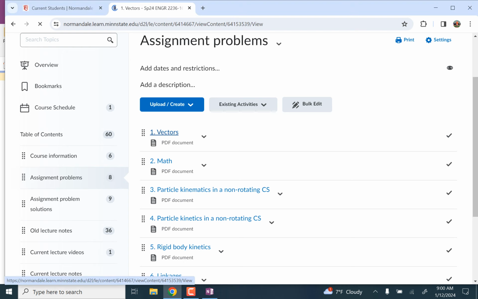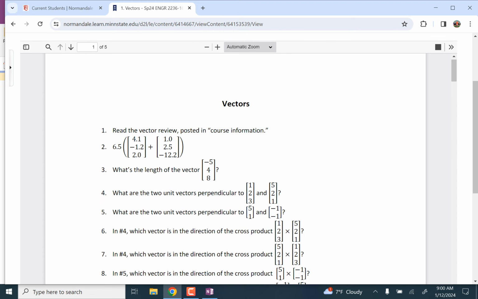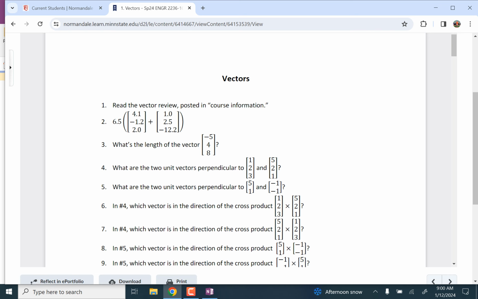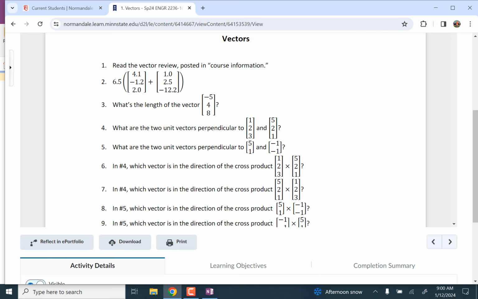Okay, so somebody asked about number 4. They got a different answer than I did. In order to find two unit vectors perpendicular to those two vectors, there are two steps to that problem. You first have to find two vectors that are perpendicular to those two. And what operation are you going to use for that?